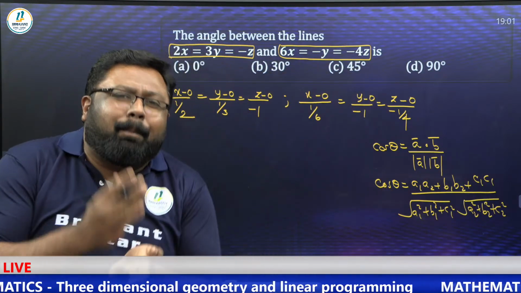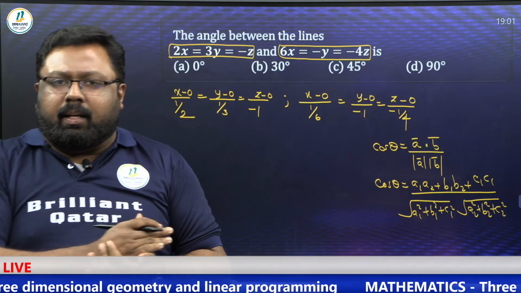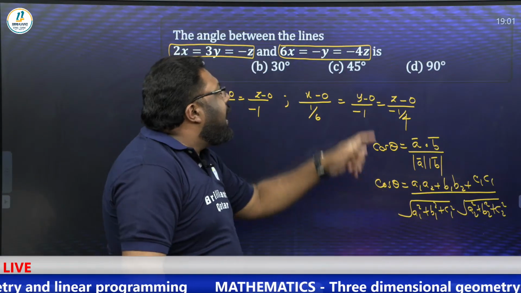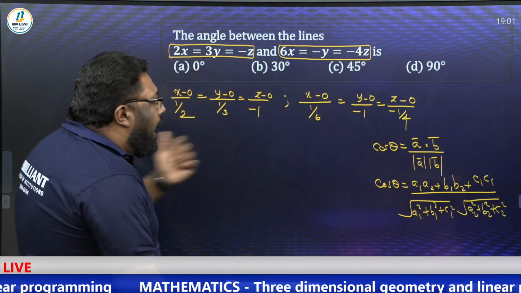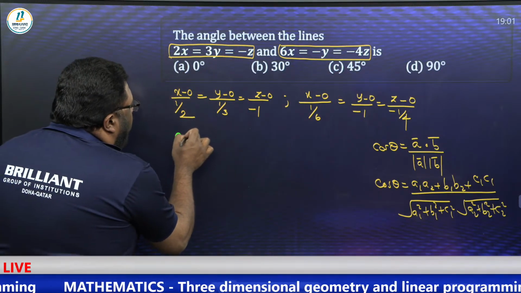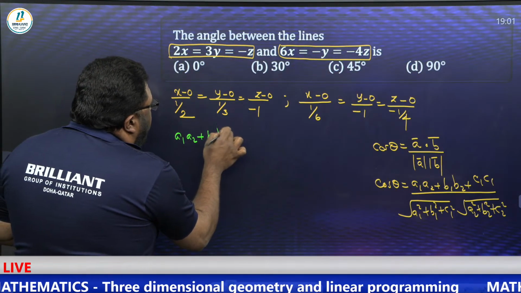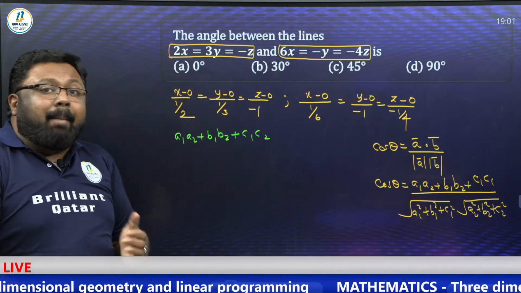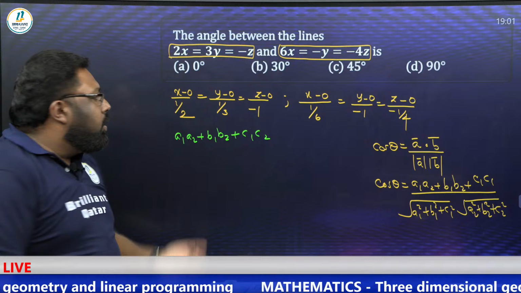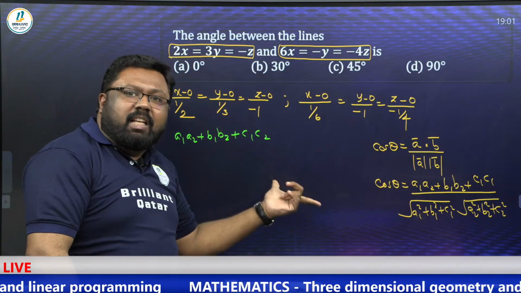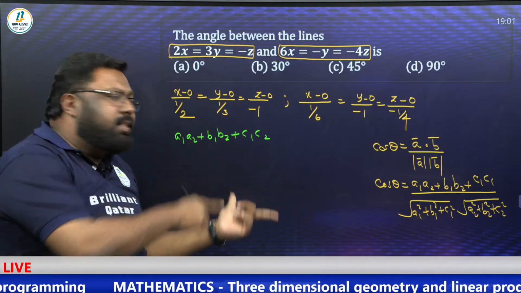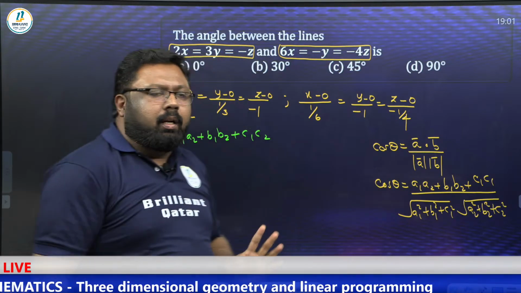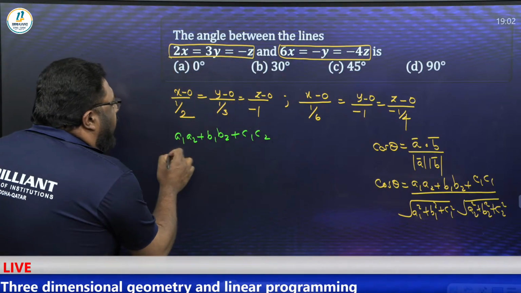So the anticipation that you should have in your mind is, for these kinds of questions, normally I am anticipating the angle to be 90, and 90 only happens if A1 A2 plus B1 B2 plus C1 C2 becomes 0. So I am anticipating it as 90. What I am trying to do is I will do this first. Anyway, if it is not 0, I can apply it in the formula and get the actual angle.